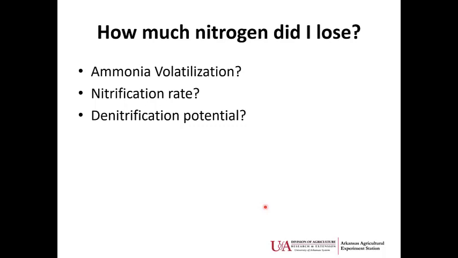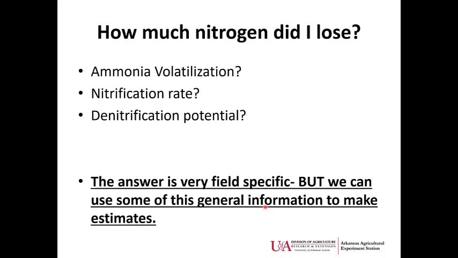So back to the original question, how much nitrogen did I lose? And I think we really have to piece this together by saying, was ammonia volatilization a potential loss before the nitrogen was incorporated? What's the potential nitrification rate based on my soil texture, my environmental conditions? What's the denitrification potential? That's going to be based a lot on environmental conditions and whether or not the soil is anaerobic or saturated. And if we think about all those together, the answer for this is going to be very field specific. But what we can do is take some of this general information and make some estimates.